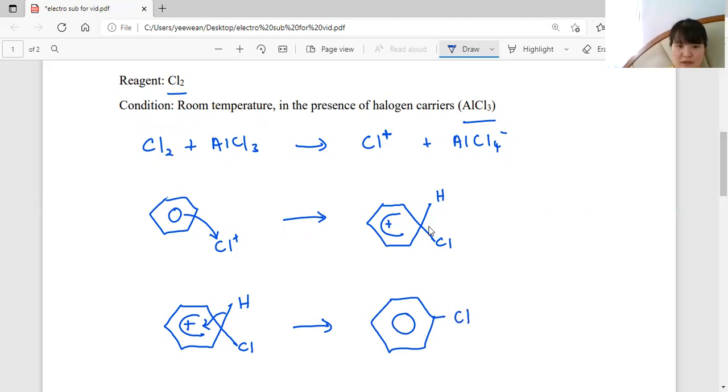Who took the H? Must have been this. So what's going to be formed is the Cl comes right out and join the H to form a HCl, and the AlCl3 is recovered. It's just a catalyst.